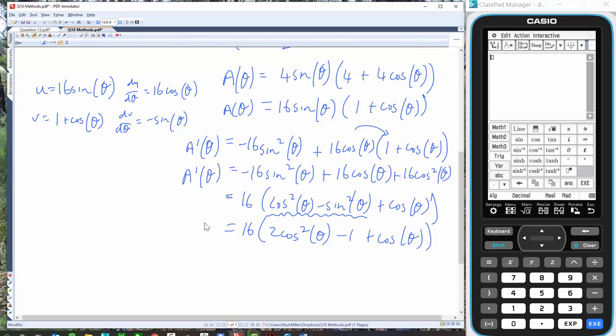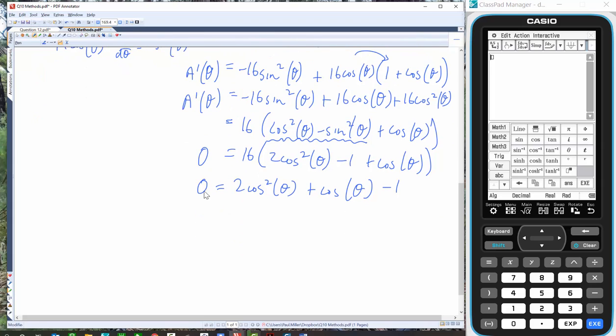And what we're going to do at the same time now is let it equal 0 because I'm trying to maximize. I'm going to dump the 16. So that's going to be 2 cosine of theta all squared plus cosine theta take 1. Now, what can we do here? Well, actually, we can treat this as a hidden quadratic. Okay, so I'm going to say let a equal the cosine of theta, and I'm going to note that this is then 0 equals 2a squared plus a take 1. Now what I can attempt to do is factorize this quadratic here.